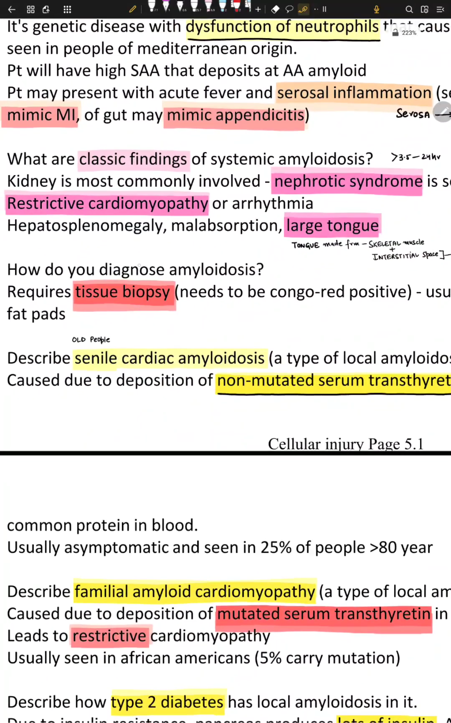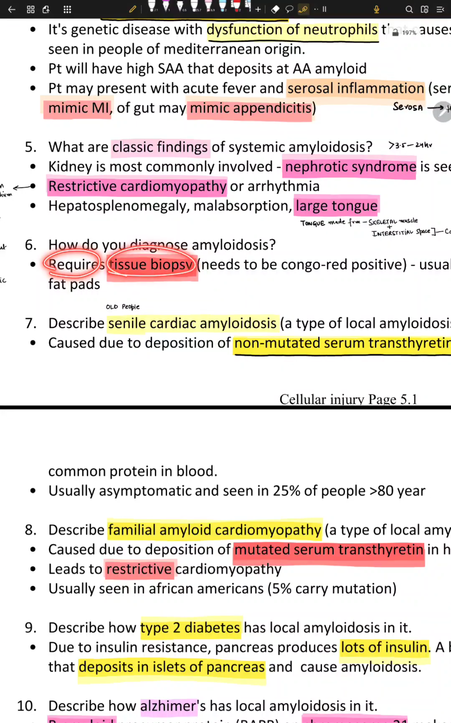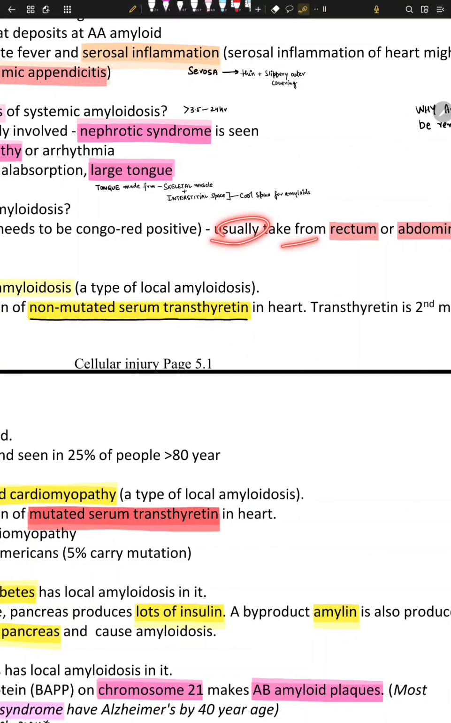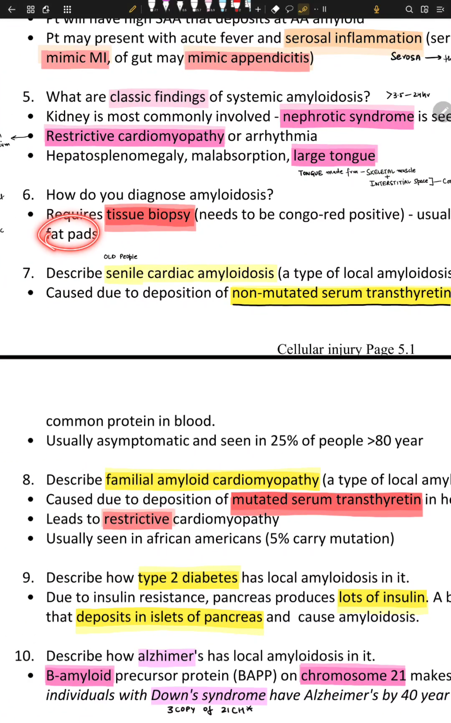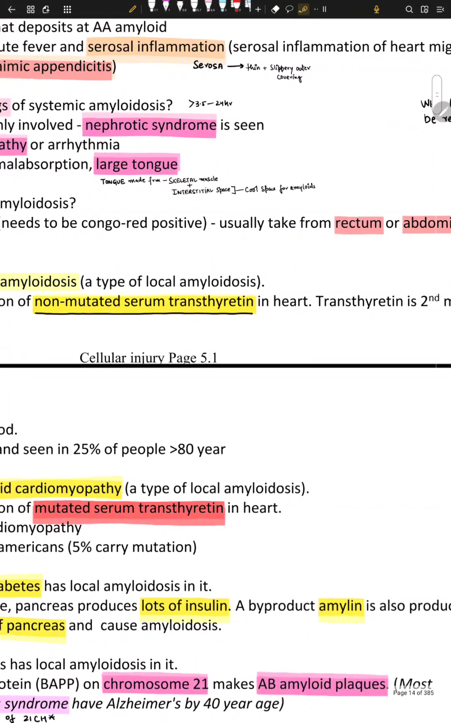That's it. So how do you diagnose amyloidosis? It requires a tissue biopsy. You put a needle inside, get some tissue out, and see it under a microscope. It needs to be Congo red positive; this is the characteristic of amyloidosis. Cherry red was for carbon monoxide poisoning, and Congo red is for this biopsy. And apple green birefringence is for SAA. Usually the biopsy is taken from the rectum, because the rectum has a lot of interstitial space, and from abdominal fat pads, because these also have a lot of interstitial space, so there's a good chance of amyloid accumulation.